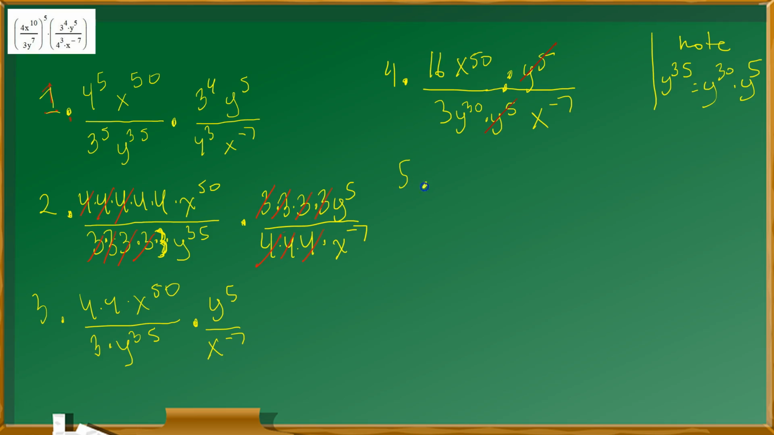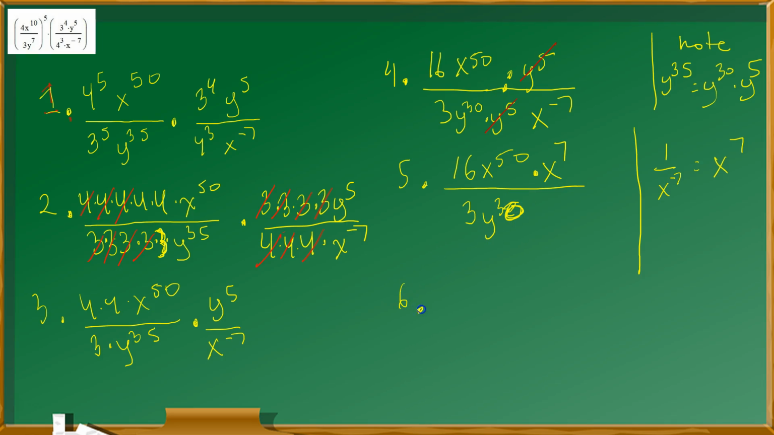So at stage number 5, I'm going to have 16x to the 50th. I'm going to have the 3 in the bottom with the y to the 30th. Now, how do we handle that x to the negative 7th? So here's the basic rule. Again, that's in my notes section here. I will put separately 1 over x to the negative 7th is equivalent to just writing x to the positive 7th, like that. So it goes up to the top. So up here I'm going to now multiply by x to the positive 7th, you see? And this is y to the positive 30th. I want to be clear on that.